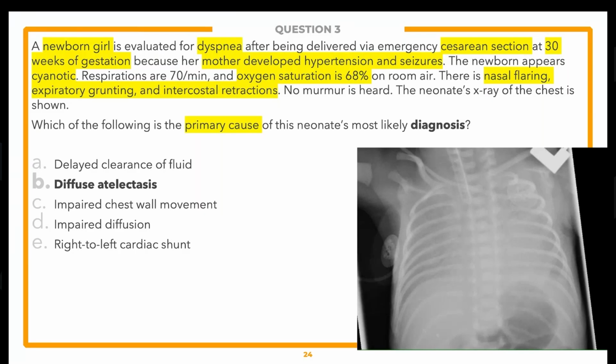She's cyanotic, right? So that's of course concerning, and oxygen 68%, which is not good. So she's working real hard to breathe, nasal flaring, expiratory grunting, intercostal retractions. And then you see this x-ray, complete whiteout, right? We can't even tell where the lungs are and where they end. It's complete whiteout, and this is a typical situation of neonatal respiratory distress syndrome, right?